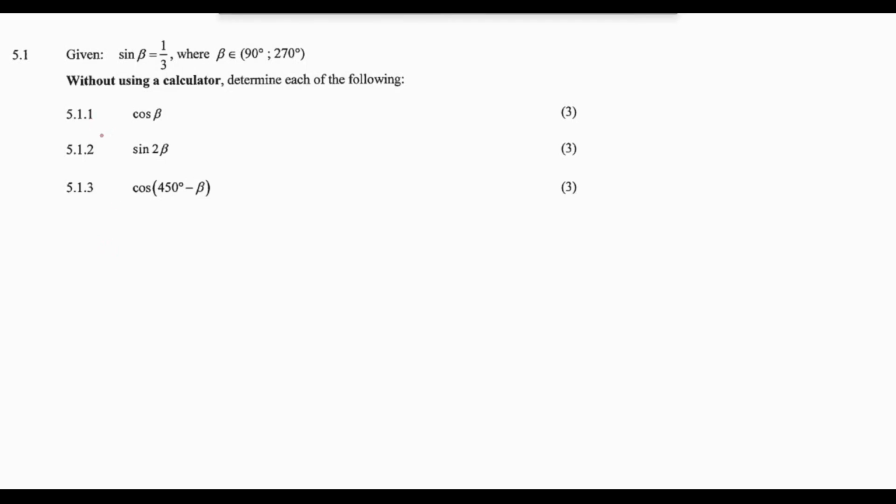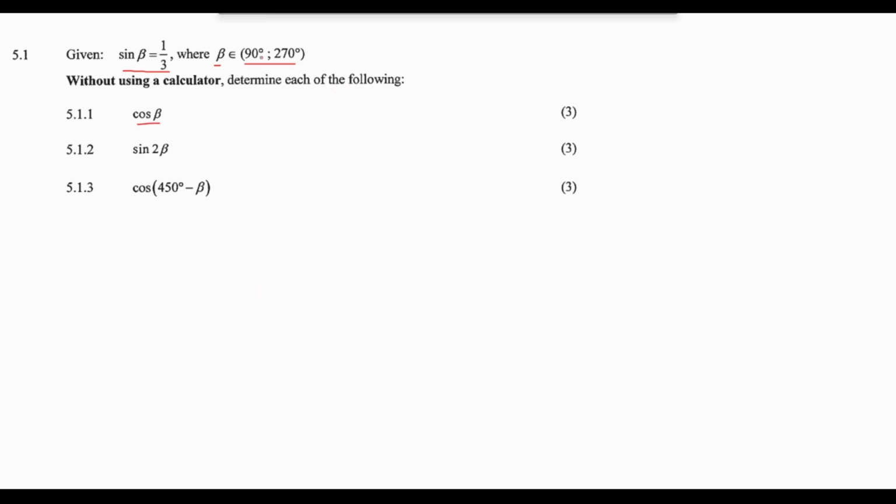Welcome back. Let's do question 5.1. Given that sine beta is equal to 1 over 3, where the angle beta is between 90 degrees and 270 degrees. Without using a calculator, determine each of the following. We want to find cos beta.